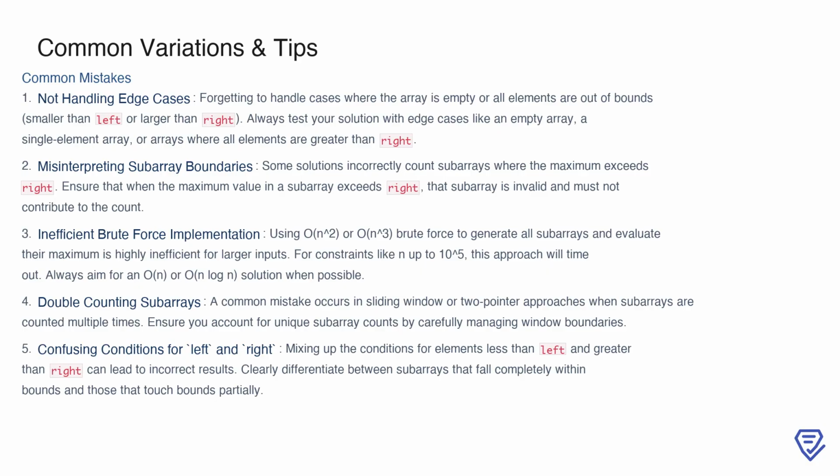Another pitfall is relying on brute force methods. Generating all possible subarrays with nested loops leads to inefficiencies, especially for large arrays, as the time complexity can balloon to n² or n³. Instead, aim for optimized approaches like sliding windows. Additionally, be cautious about double counting subarrays when using sliding window or two-pointer techniques. Proper window management is key to avoiding this mistake. Finally, remember not to confuse the conditions related to left and right. Subarrays fully within the bounds and those partially touching the bounds should be handled with clear and distinct logic.